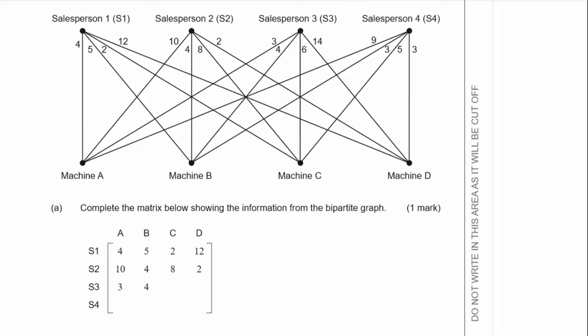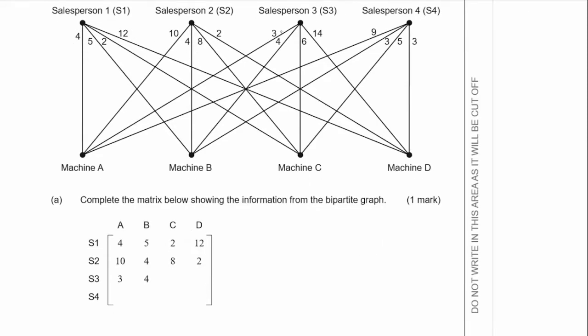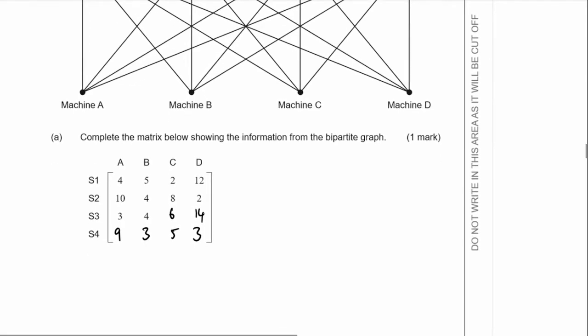So salesperson 1: 4, 5, 2, 12. Salesperson 2: 10, 4, 8, 2. So we're just reading them from left to right. So when it wants us to complete the matrix, all we need to do is read it from left to right. So salesperson 3 is 3, 4, 6, 14. And salesperson 4 is 9, 3, 5, 3. Easy mark there, just filling in blanks.